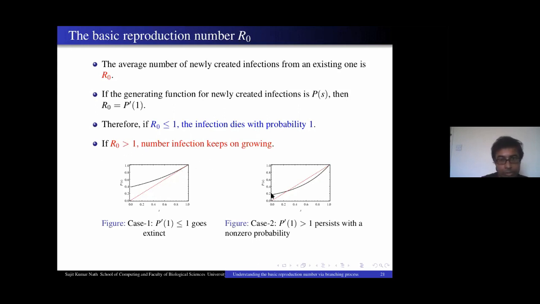But when R naught is greater than 1, we can say that the infection has some probability that it will die out, but it may not die out for sure. It can go on increasing forever. Yeah, so that's it. Thanks. That concludes my talk.